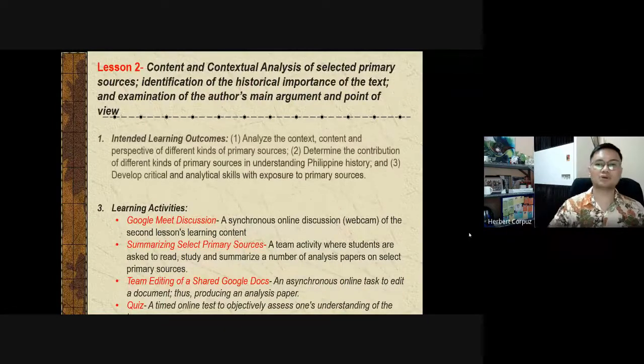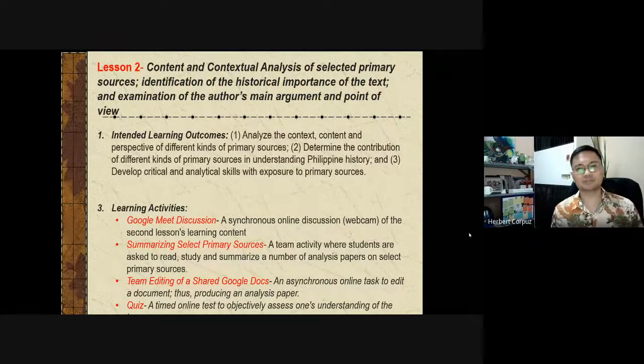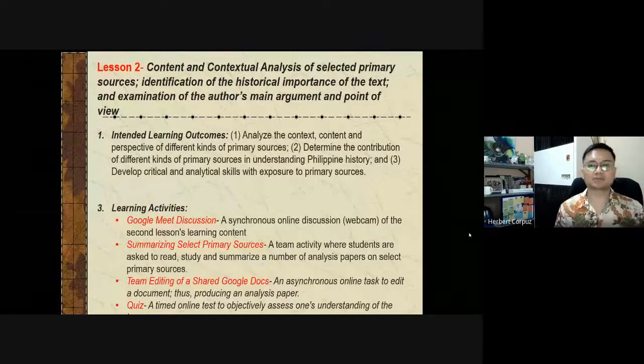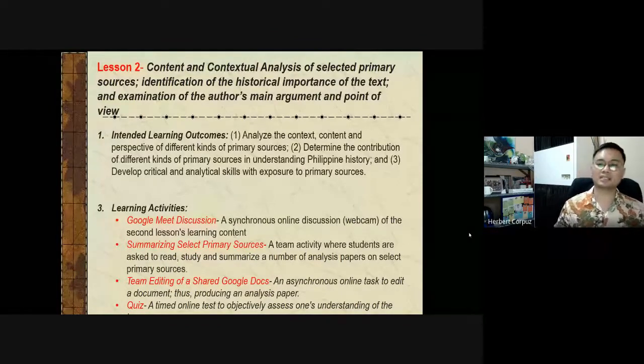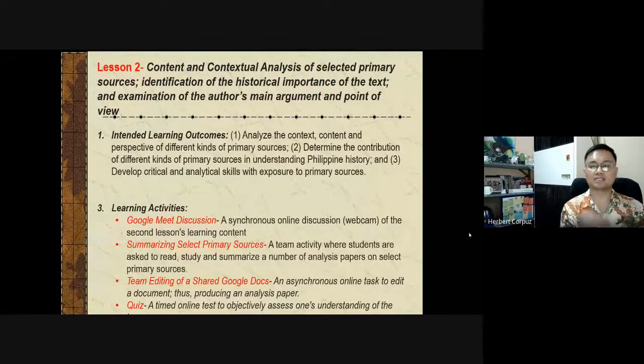May we just have a review of what you're expected of in this lesson two. As we have said here, we are to identify the historical importance of the different texts for the different primary sources, and we are to examine the author's main arguments and point of view, why such a paper or historical source has been written. Our intended learning outcomes are the following: first, you are to analyze the context, content, and perspective of the different kinds of primary sources.